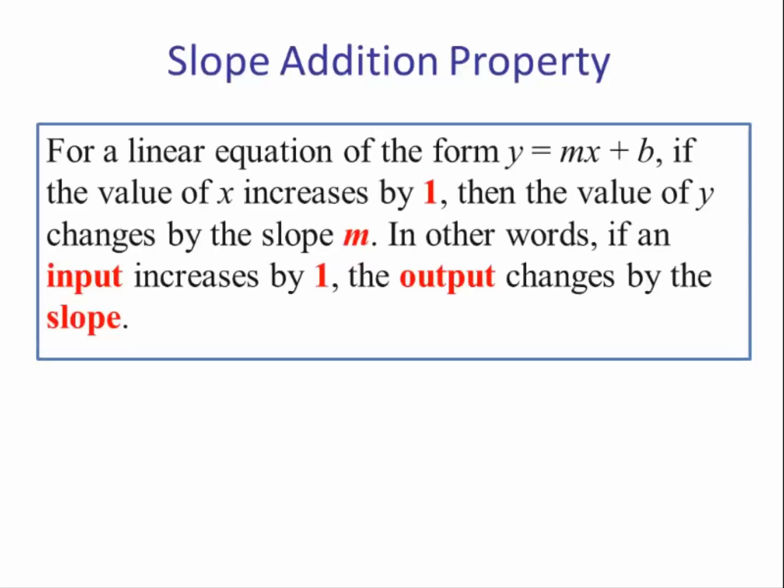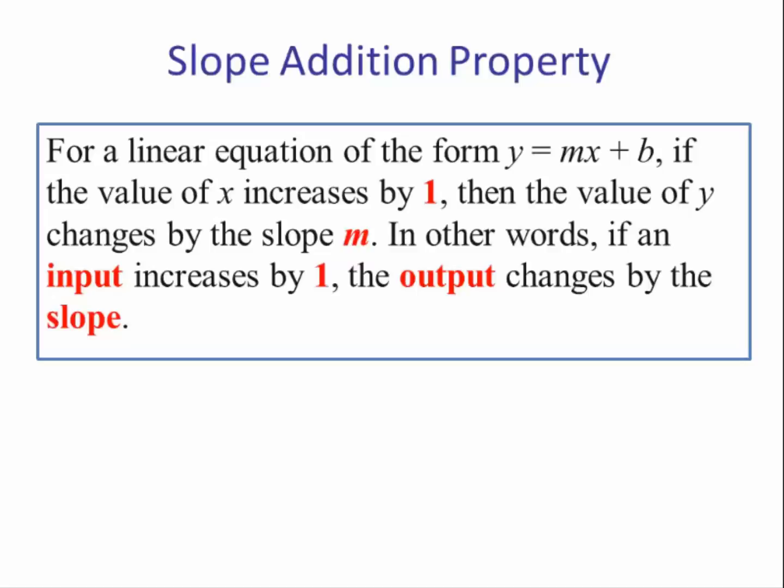Slope addition property. For a linear equation of the form y equals mx plus b, if the value of x changes by 1, then the value of y changes by the slope m. Now you've got to remember m is going to be a number. In other words, if an input increases by 1, the output changes by the slope.